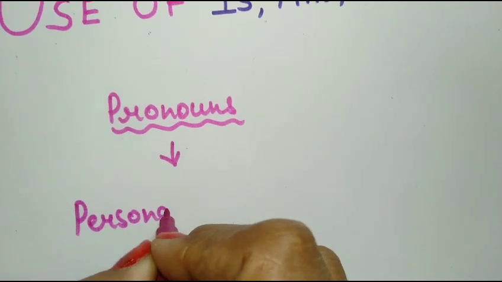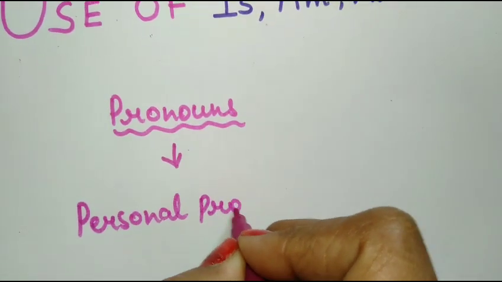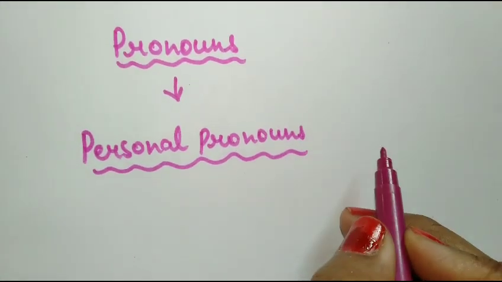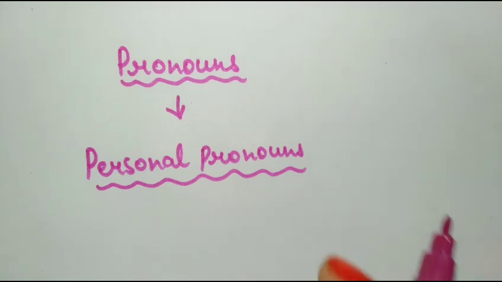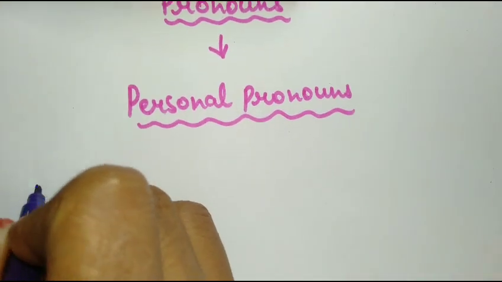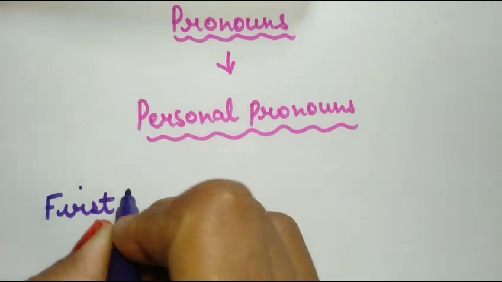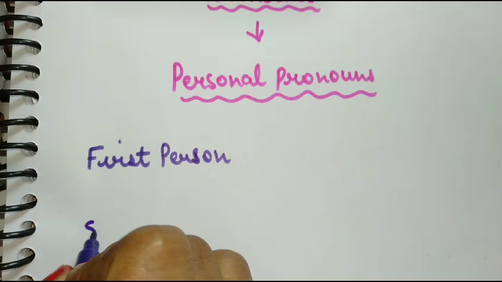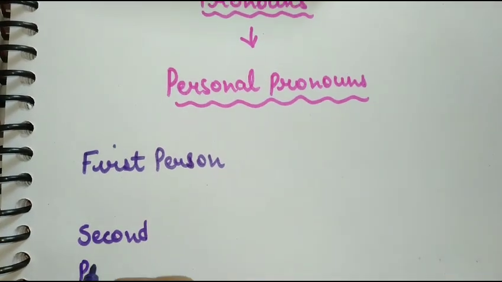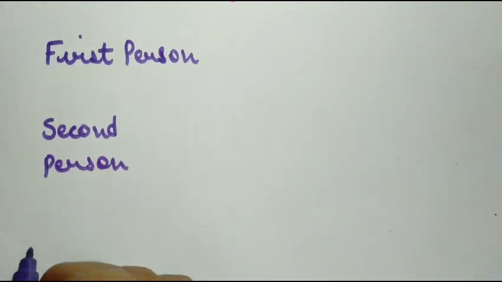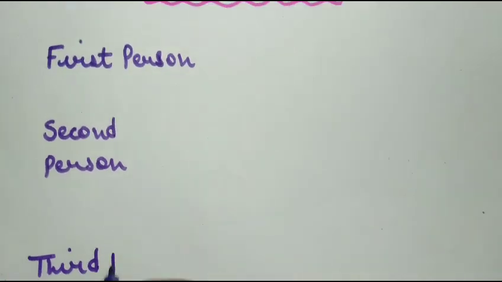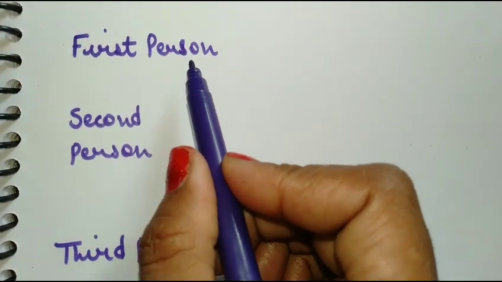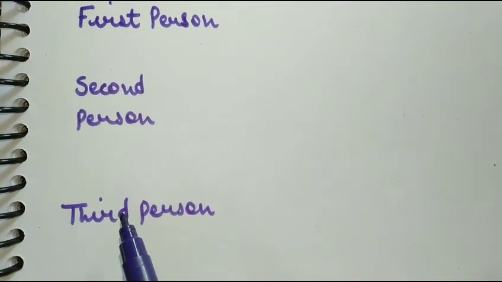Personal pronouns are of three types: first person, second person, and third person. So, personal pronouns are of three types, that are first person, second person, and third person.